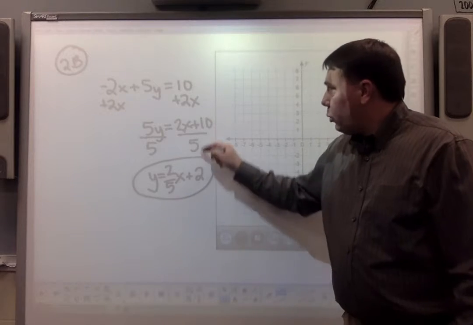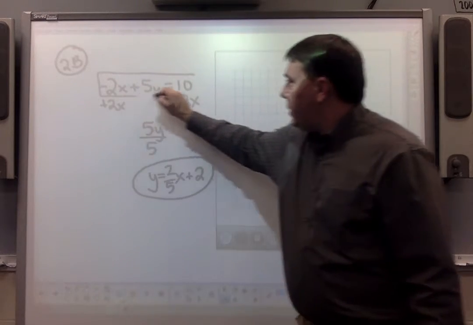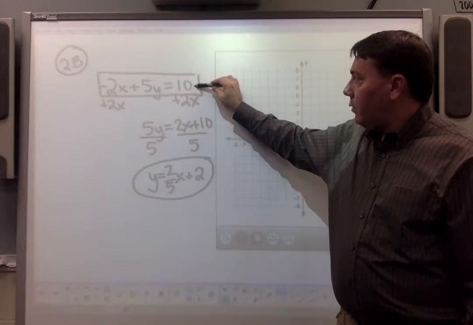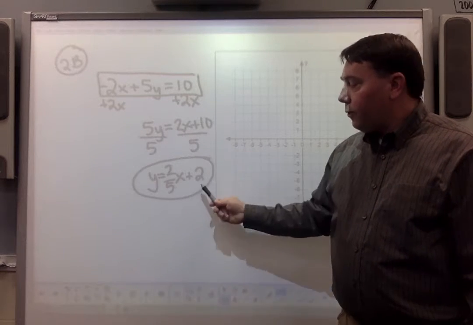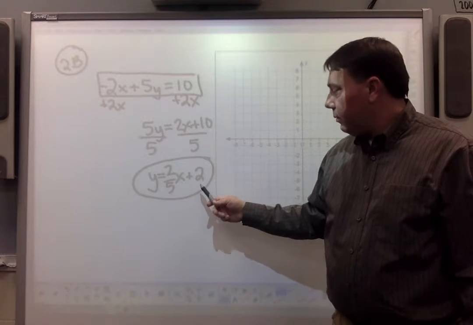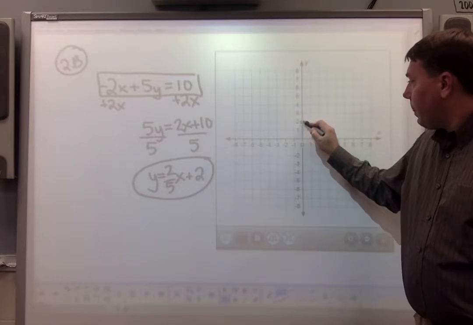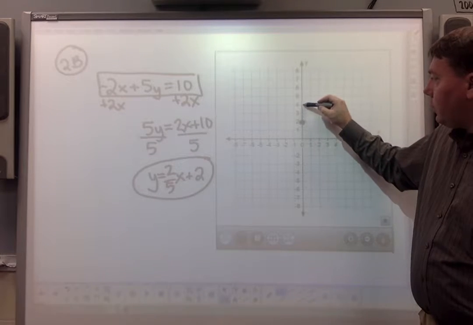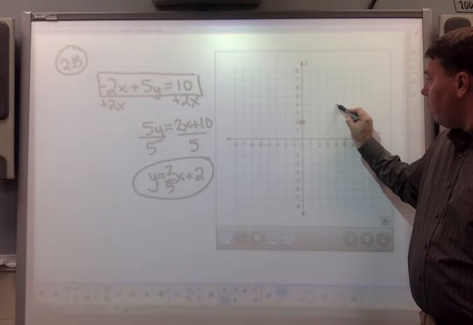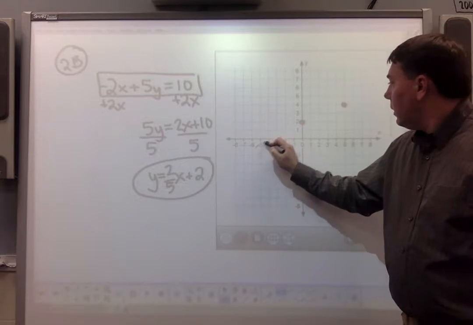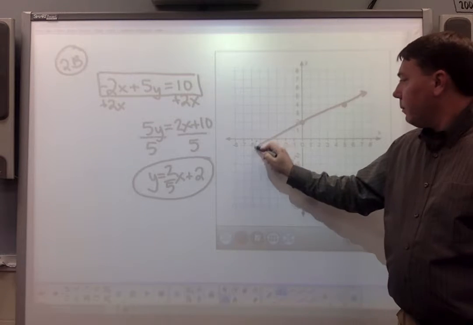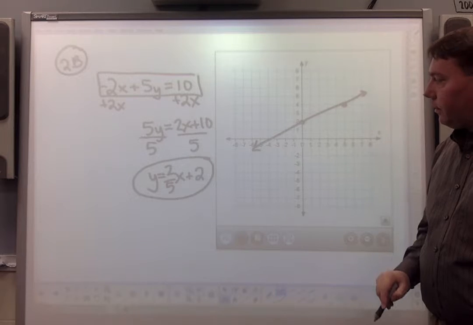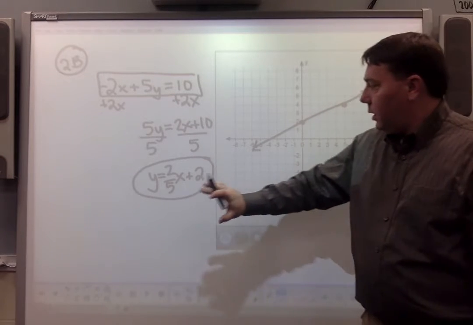So the equation we started with and the equation that I circled are both the same equation. This is standard form, this is slope-intercept form. And this form is good for being able to graph an equation. So we're going to put a point at 2. We're going to have a slope of 2/5. So from that point, you count up 2 and over 5: 1, 2, 3, 4, 5. Then you draw a line through it. This line represents every solution to that equation.